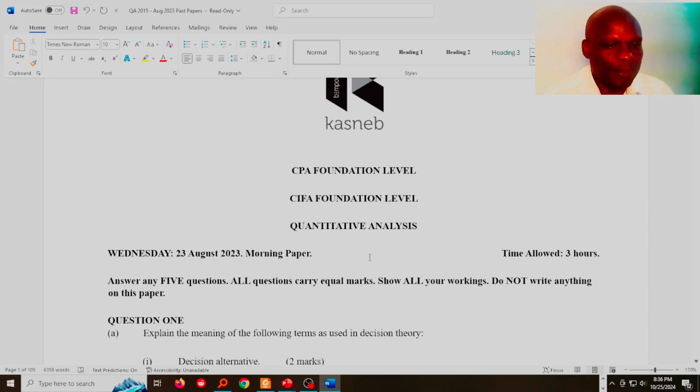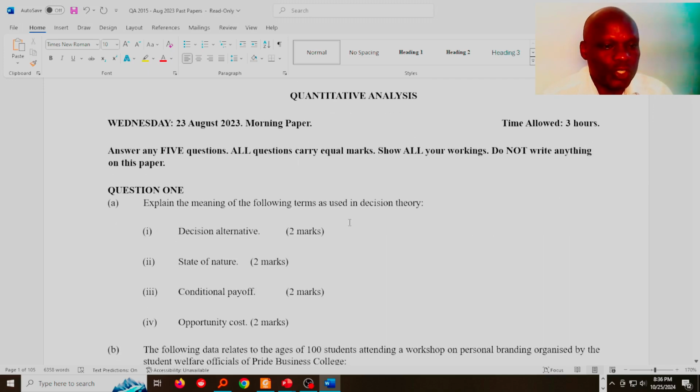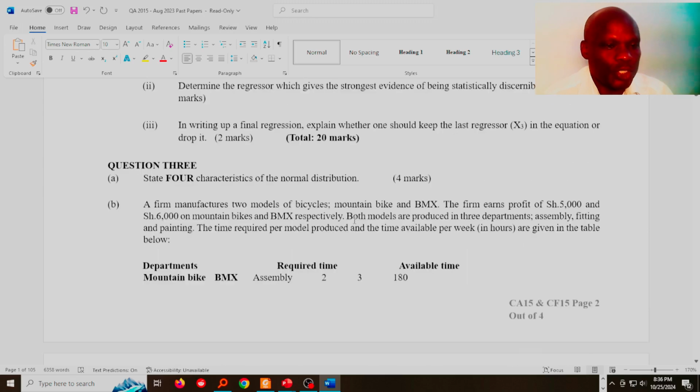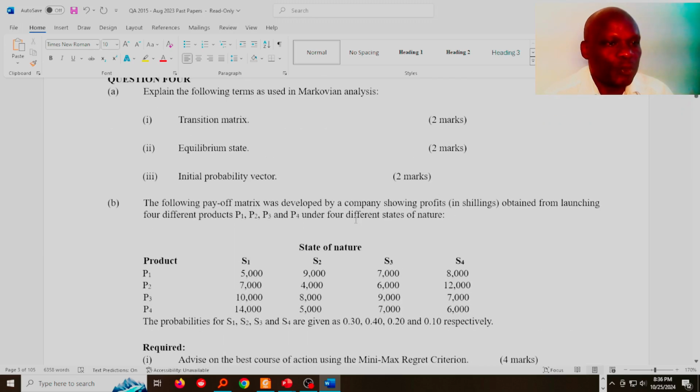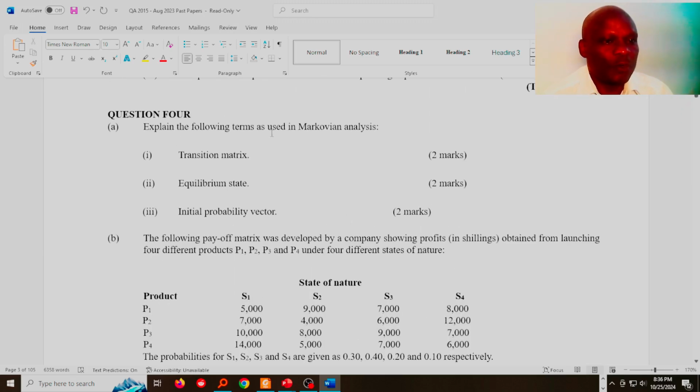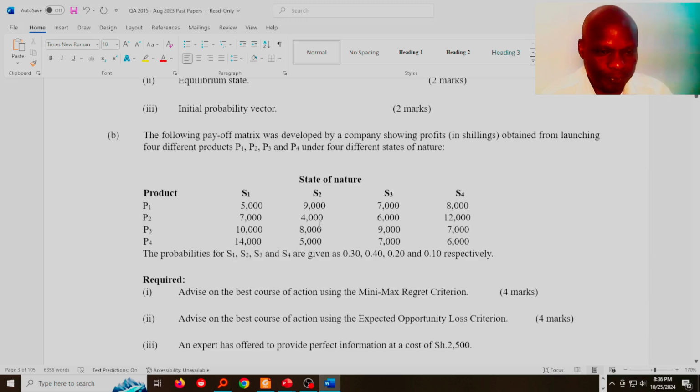It was a morning paper. And the question that we want to consider today is question 4. Question 4 reads, explain the following terms as used in Markovian analysis. Transition matrix, 2 marks. Equilibrium state, 2 marks. And then initial probability vector, 2 marks.